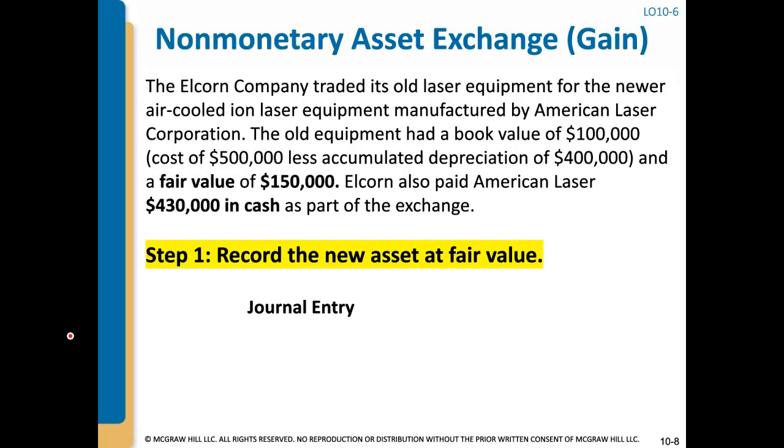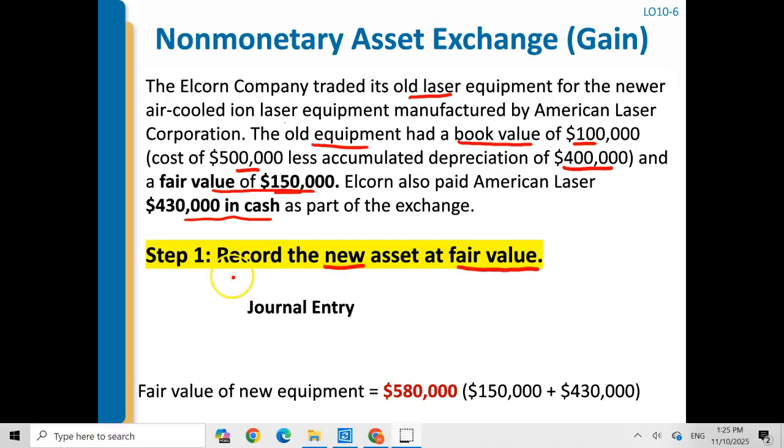Okay, the Elkhorn company traded its old laser equipment for the newer air-cooled ion laser equipment manufactured by American Laser Corp. The old equipment had a book value of $100,000, which is made up of it cost $500,000 less $400,000 of accumulated depreciation, and it has a fair value of $150,000. Elkhorn also paid American Laser $430,000 in cash as part of the exchange.